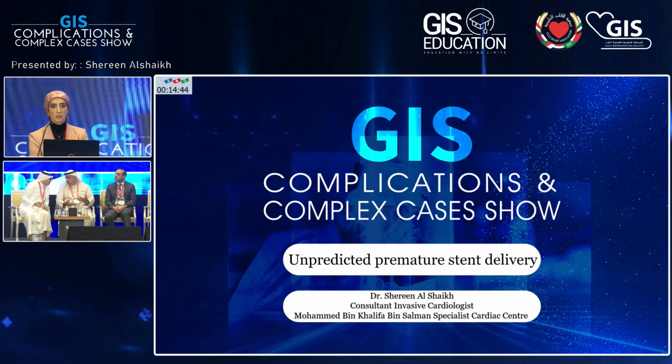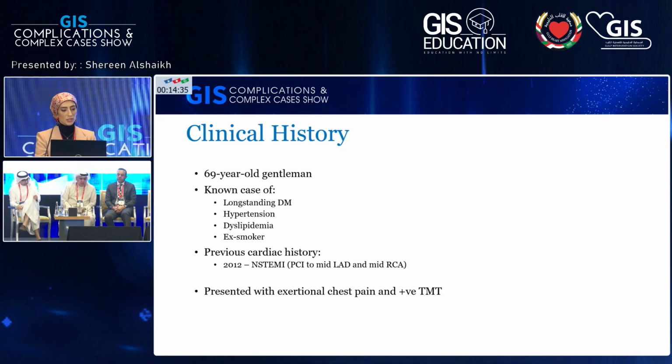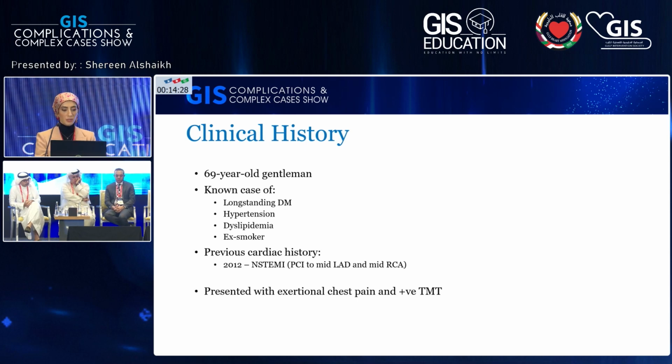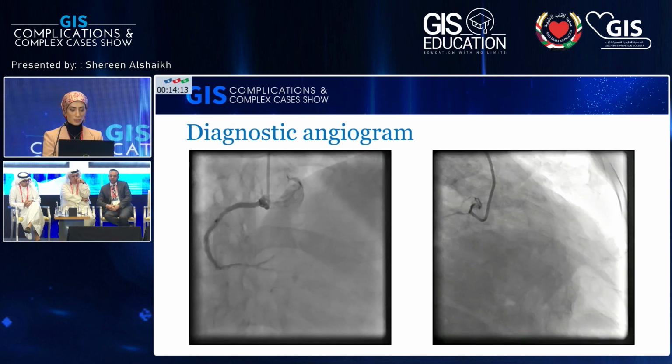Today I am presenting one of my colleague's cases, which I called unprotected premature stent delivery. This is a 69-year-old gentleman, a known case of long-standing diabetes mellitus, hypertension, hyperlipidemia, and ex-smoker. Previously, he had non-ST elevation myocardial infarction in 2012 and underwent a PCI to mid-LAD and mid-RCA. This time, he presented with exertional chest pain and positive TMT, for which he had a coronary angiogram.